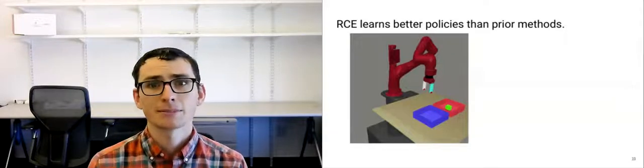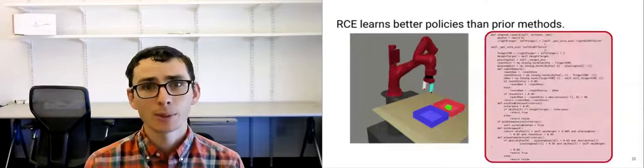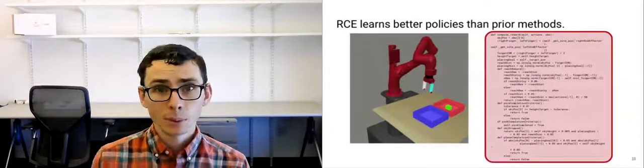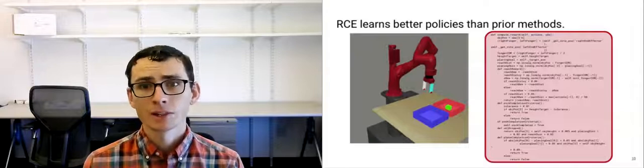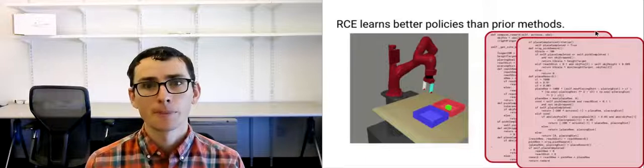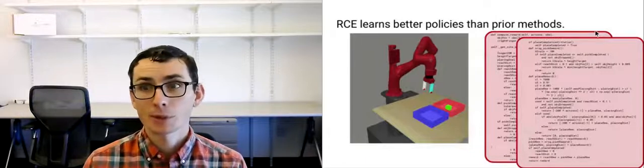Let's look at another task. In this bin picking task, we want the agent to pick up a green block and move it into the blue bin. Now, the reward function used in prior work is really complicated. This sort of reward function is pretty typical for prior work. Here's the other half of the reward function.